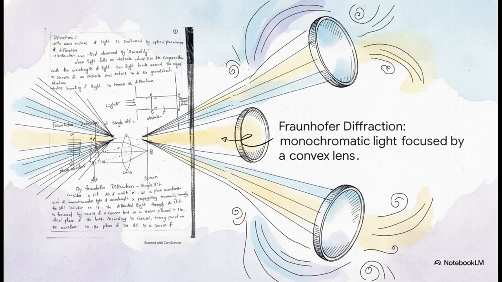Now, decades later, Joseph von Fraunhofer created a specific, standardized configuration to study this perfectly. A flat plane wavefront of monochromatic light slams into a single slit of width E. As the light squeezes its way through the gap, it diffracts, bending outward in all possible directions. Fraunhofer then cleverly placed a convex lens right after the slit to catch and focus all those scattered, diffracted rays onto a specific focal plane on a screen.